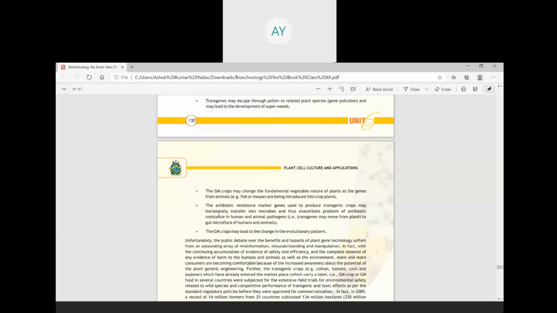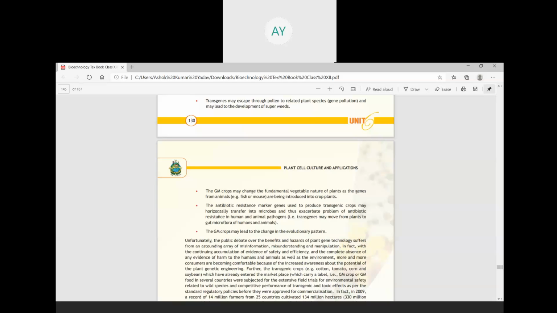Next, antibiotic resistant marker genes are used to produce transgenic crops, and may be horizontally transferred into microbes and exacerbate the problem of antibiotic resistance in human and animal pathogens. You know, an antibiotic resistant gene is going to be utilized in the transgenic crop. Somehow if the gene is transferred to microbes and other insects, that may be transferred into humans and pathogens, so that may cause resistance in the microbes that cause disease in humans.